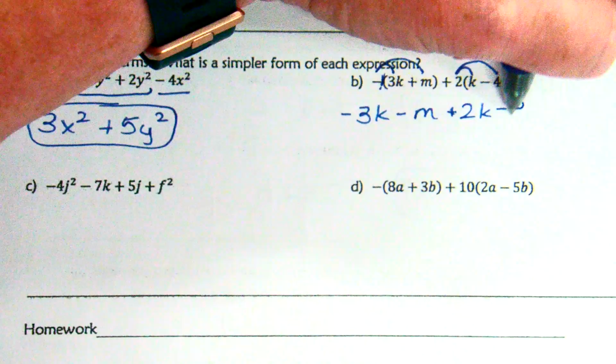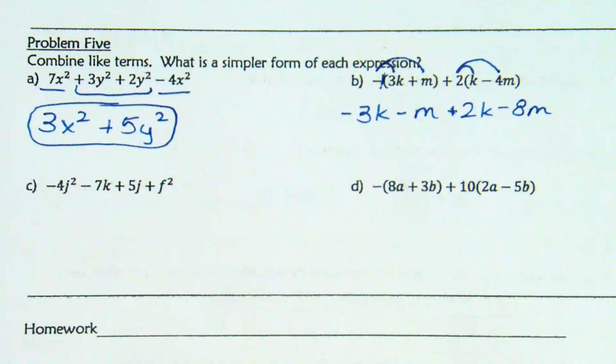What's that going to be? Minus what? Minus 8m. Realize it was plus times minus, so I made it a minus, right? Okay, am I done? No. We gotta clean it up. We gotta keep going. What goes together? Yeah, negative 3k plus 2k is going to be negative 1k, or I just wrote negative k.